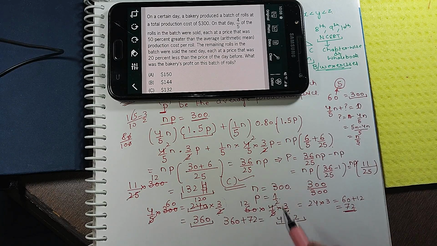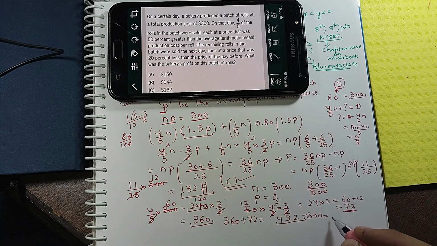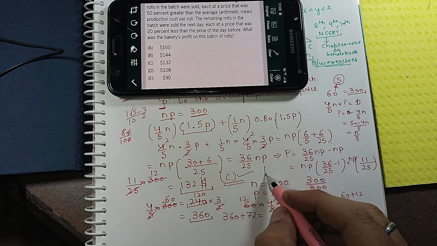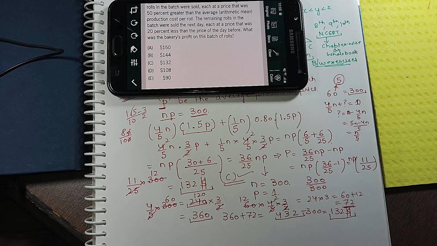Now out of this, the production cost is $300. So I will subtract it from this to get the profit. So this will be $132. So see, again, the right option will be option C. You can choose the values also for this, but the values you choose have to be very precise.